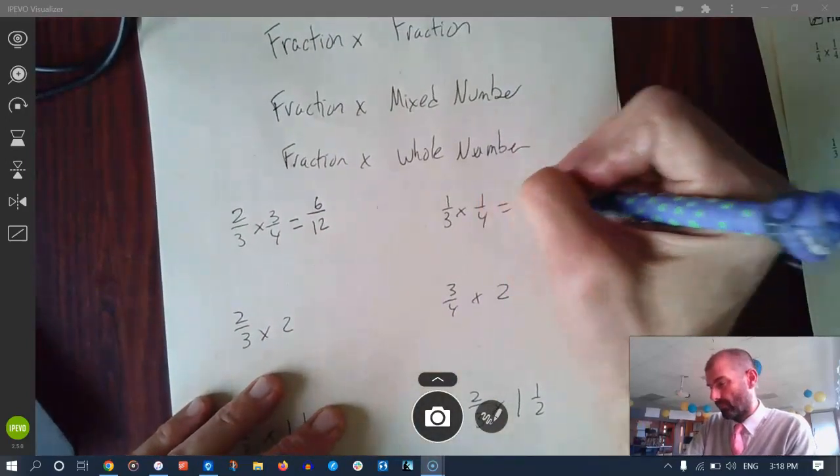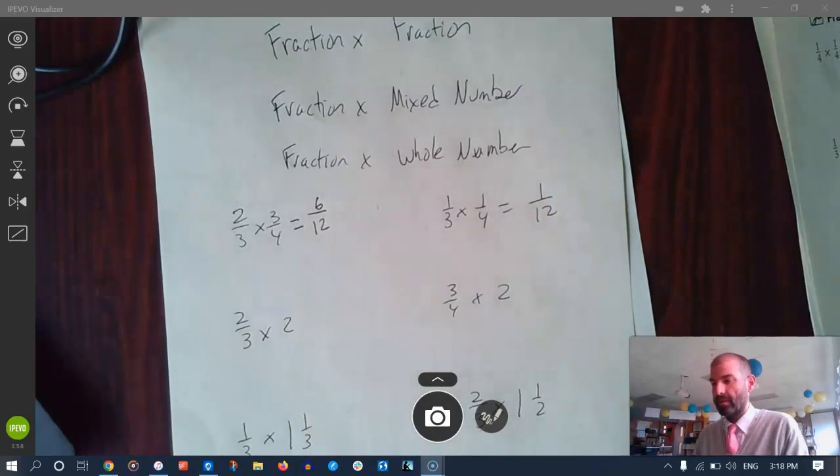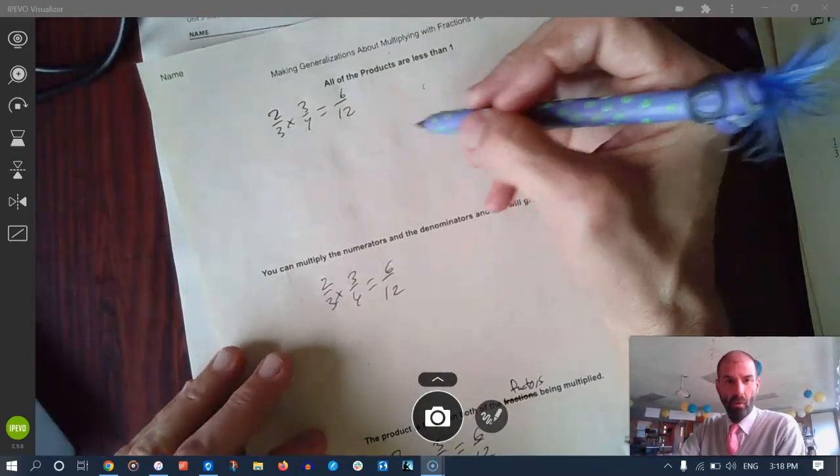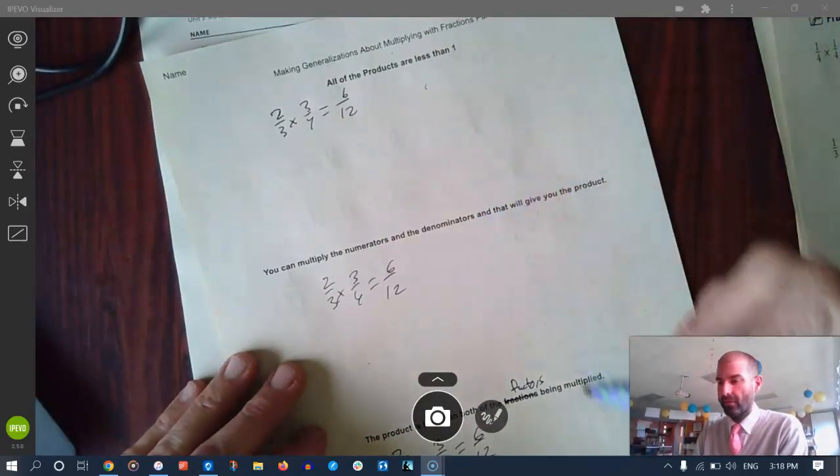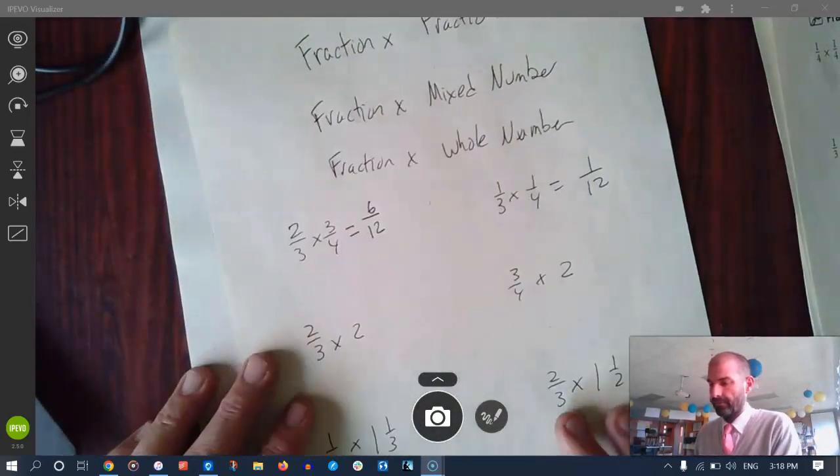1/3 times 1/4, 1/12. The answer is going to be yes to all three. So we should have 1/3 times 1/4 on all three things. Let's look at the next one.